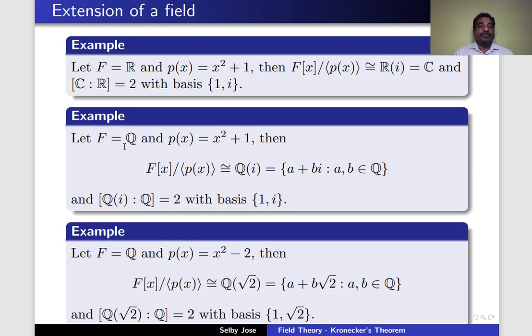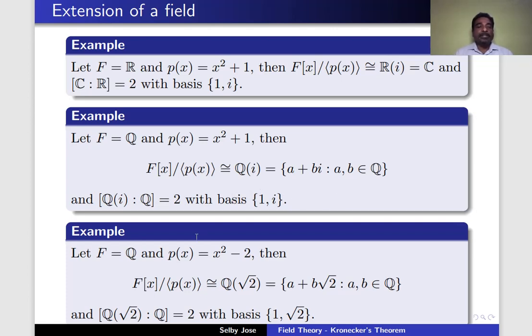So for example, if F is equal to Q and p(x) is equal to x square plus 1, clearly p(x) is irreducible over Q, and so the ideal generated by p(x) is a maximal ideal. So F[x] mod the ideal generated by p(x) is isomorphic to Q(i), where i is one of the roots of x square plus 1, and which is the same as a plus ib, where a and b are in Q. So the degree of extension Q(i) over Q is equal to 2 with a basis 1 and i.